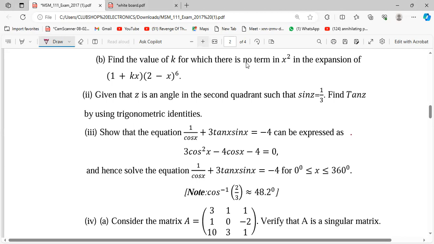Which is actually the manual 3. We are interested in this question.